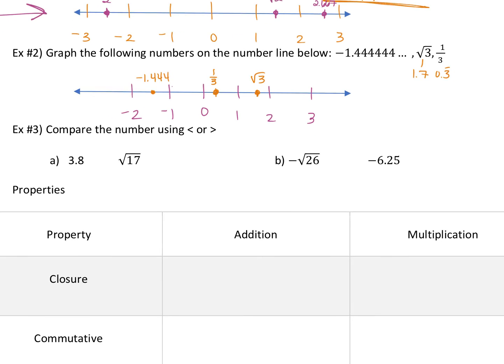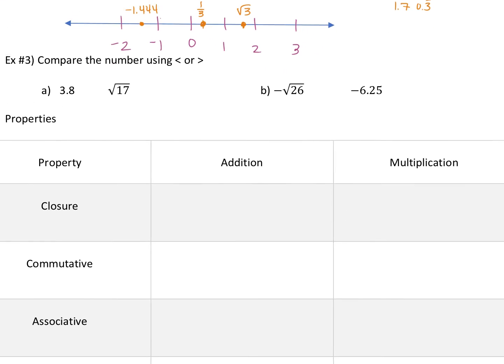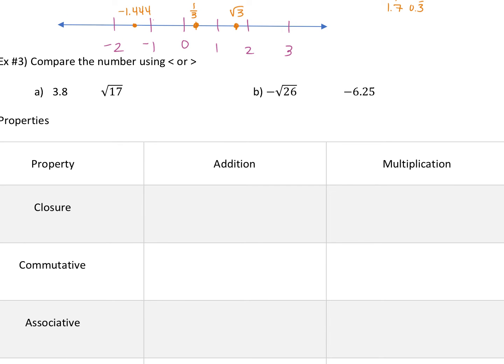Okay, let's compare some numbers. So example 3 here, it says compare the numbers using, what are those symbols called? Greater than, less than, in this case, less than or greater than, right? What is the square root of 17? 4.1. Okay, does anyone know a way that you could figure out what symbol goes here without using your calculator?